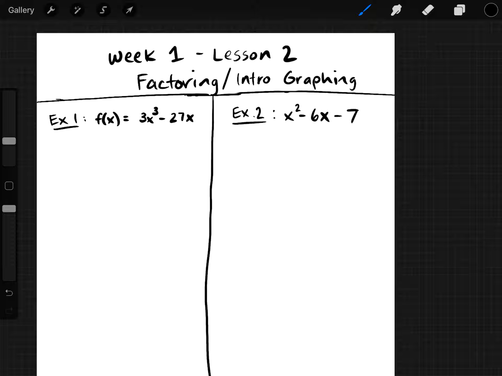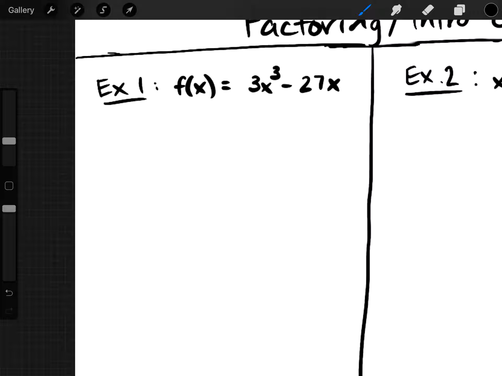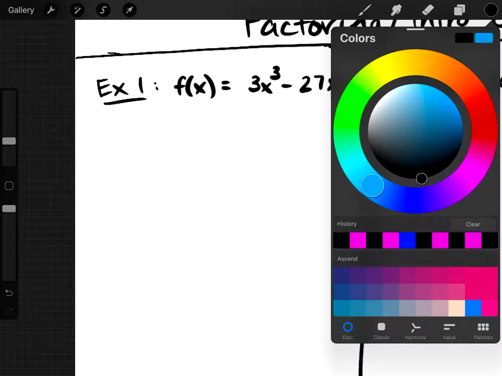But what we do is, if we're looking here at this first example, we have some function f of x, it equals 3x cubed minus 27x. The first thing that you want to do is look at that and think, can I factor that? Is there any way that I can break that down? And there is. That's what we reviewed in our last lesson.